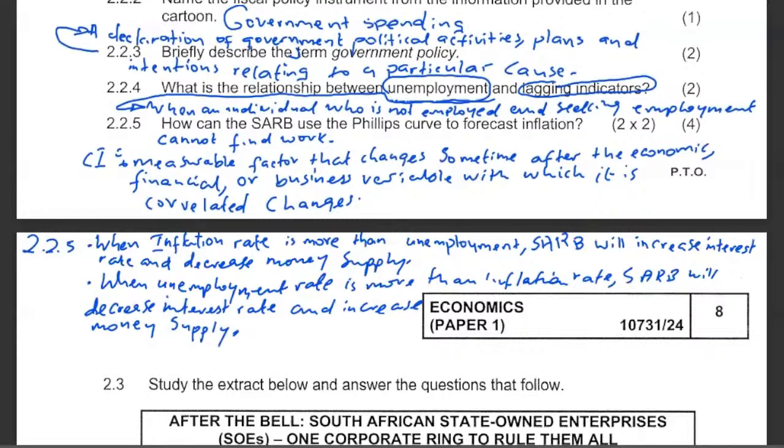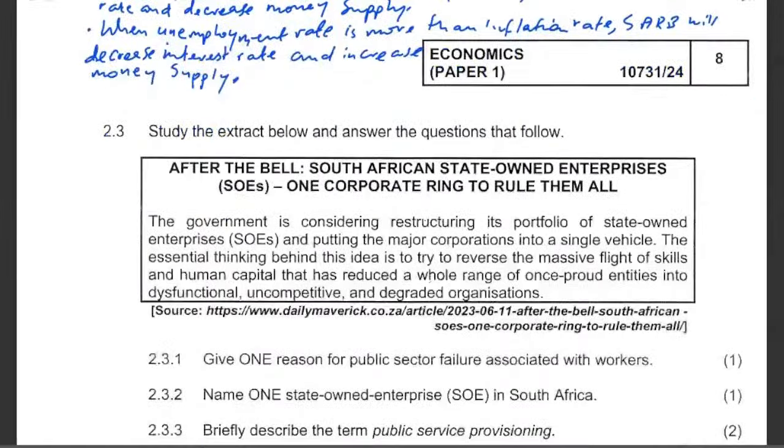So when the unemployment rate is more than the inflation rate, the South African Reserve Bank will decrease the interest rate and increase the money supply. Remember, in this regard, the central bank is using monetary policy to stimulate the flow of goods and services in an economy or in a market. Okay, right. So now let's check 2.3.